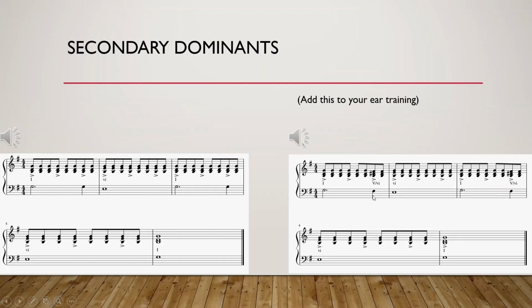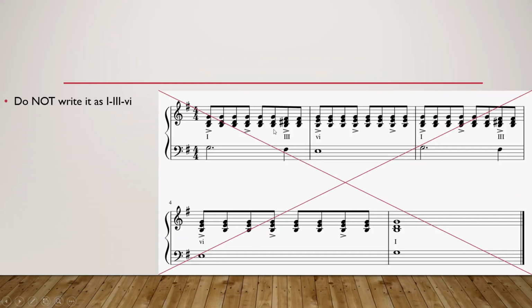So that's why I do not want to see 1, 3, 6, because that is wrong. That's not its function. I mean, B major in the key of G can be a III chord with big Roman numerals, but that's mediant modulation. That's way too difficult. I'm not going to talk about that.